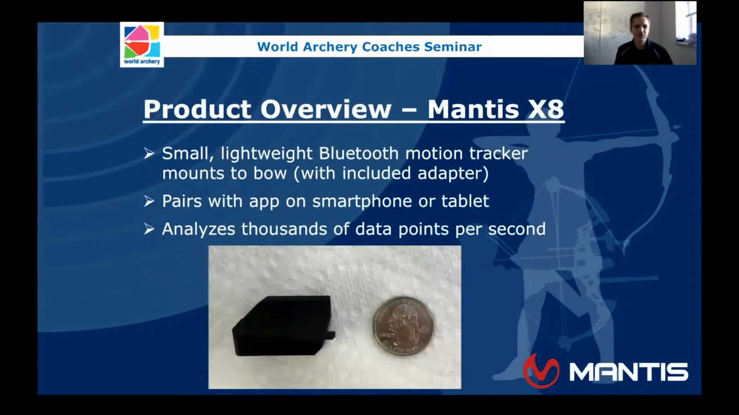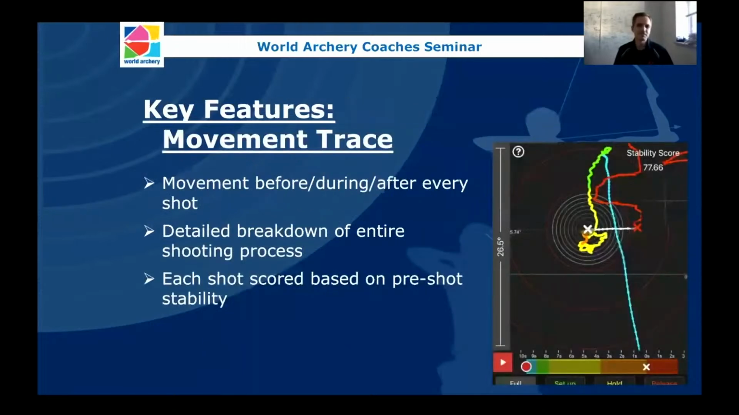So this is an overview of the product that we have available for archery currently. It's a small, lightweight Bluetooth motion tracker that mounts to a bow with an included adapter. What it does is it tracks thousands of data points per second and sends all that information back to a smartphone or tablet. It pairs with an app and gives you real-time feedback on your shooting mechanics. There's an image there showing the size. It weighs 15 grams, I believe. Small, lightweight, non-obtrusive, does not impact the shooting experience at all.